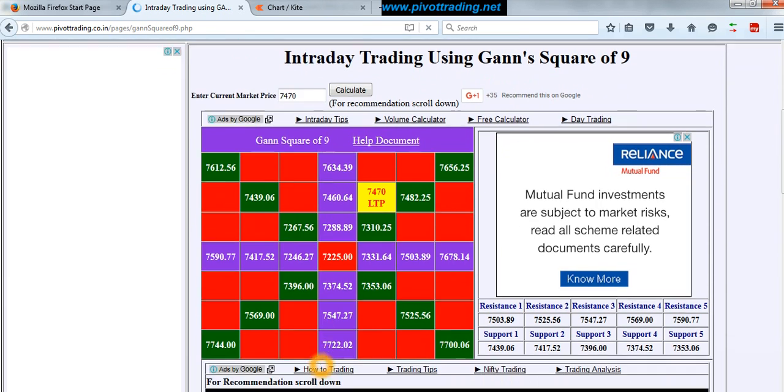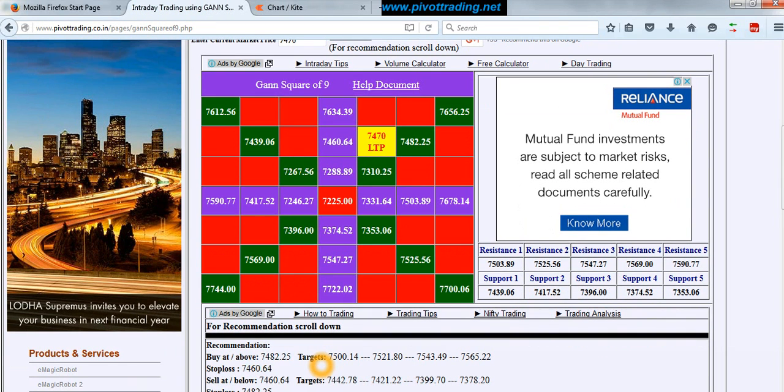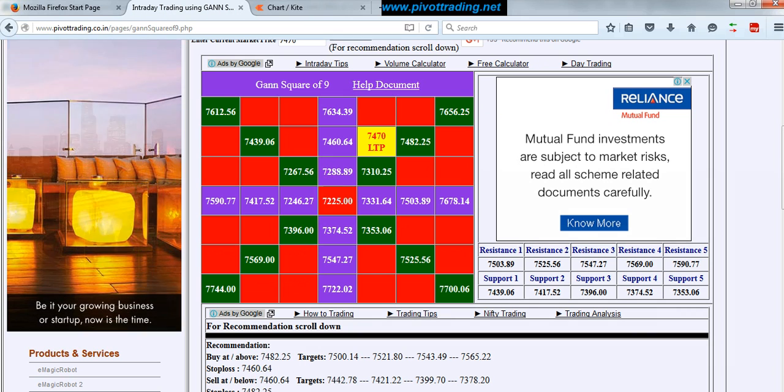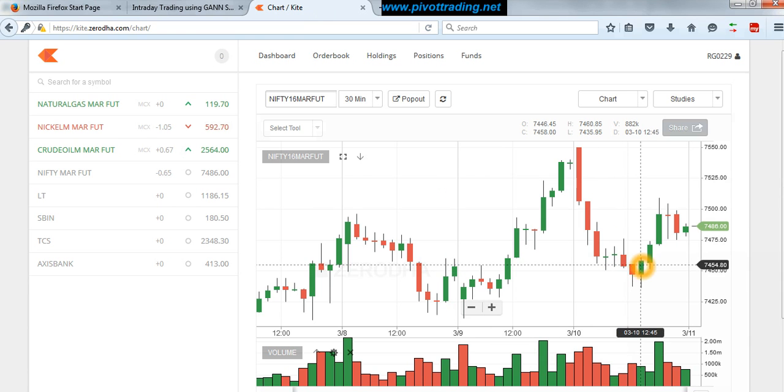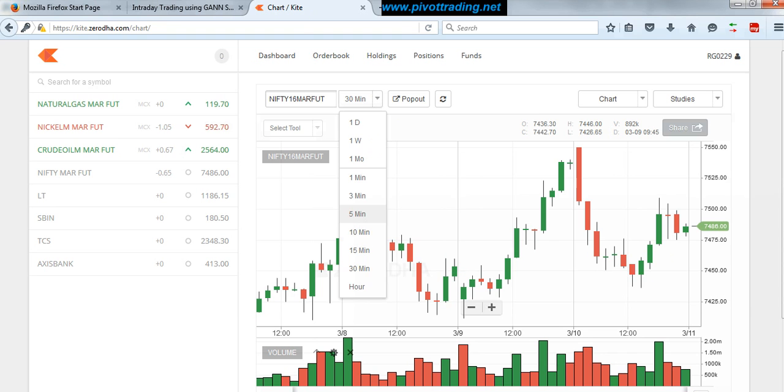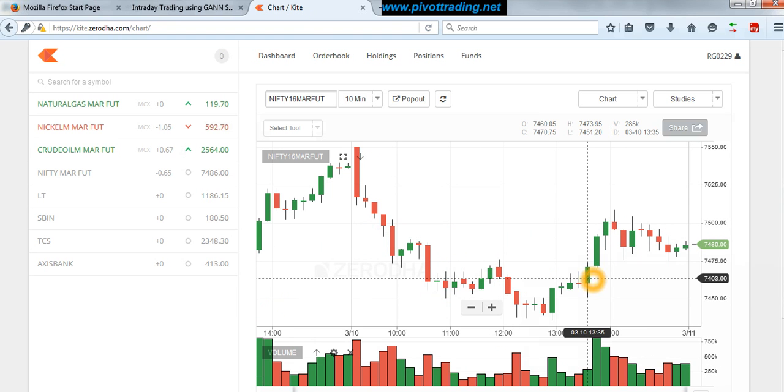Calculate. Okay, so we have buy above 7482, we have sell below 7460. Now let's see, we will watch for these two levels, 7482, 7462. Okay, now let's move back to our smaller time frame chart, 10 minutes. Move to 1:15 a.m. PM. Okay, so we were having 7482 as our buy level and 7460.